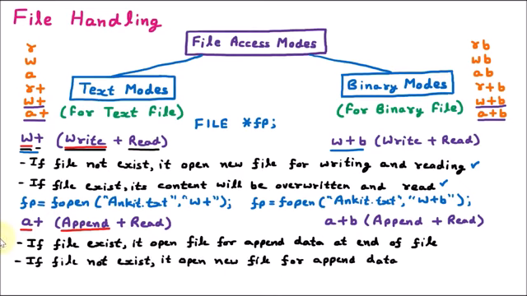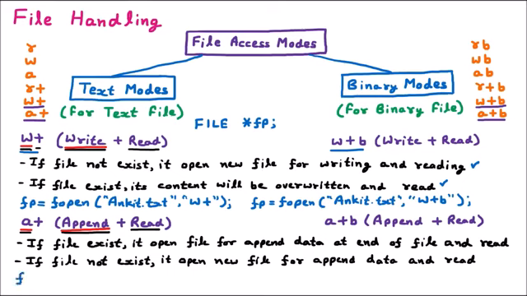So here we know that A plus means A is the major, so append is the major. That means the append cases are followed, and these two cases are there. Then we have plus, which is read. So here we are adding read also. If the file exists, it opens the file for appending data at the end of the file and we can read that file. And the second case is that if the file does not exist, it opens a new file for appending data and we can read also.